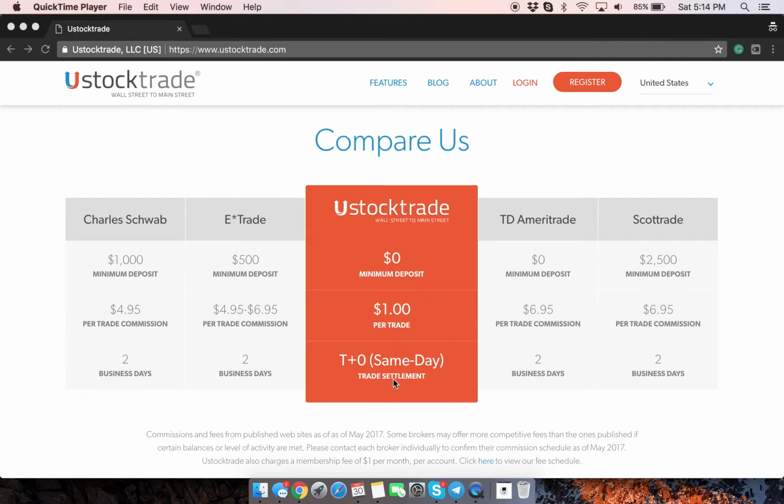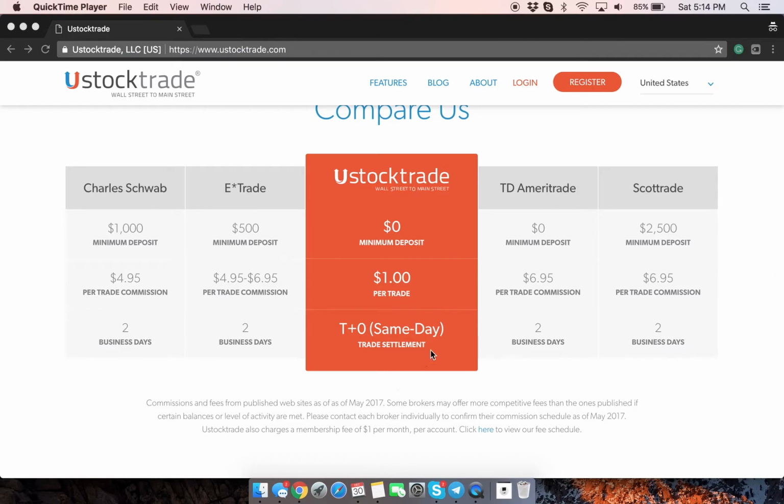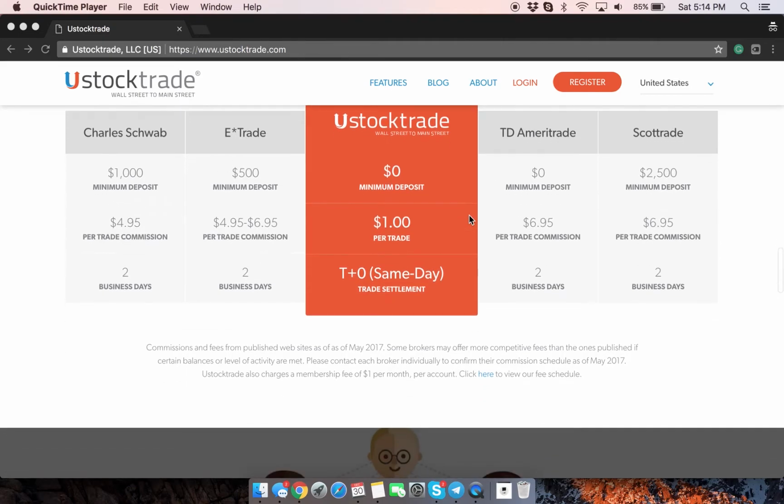It's only $1 per trade and same day settlement. Compared to E-Trade, minimum 500, but obviously you need a lot more. And as I recommended in my SureTrader video, start off at least with 2,500 to 3,000 if you're looking at day trade or swing trade. Charles Schwab, obviously a more standard financial institution, so they have an even higher minimum. And Scottrade, and of course TD Ameritrade has Thinkorswim. So with this and rather low commission compared to all these other ones, I think UStockTrade is just a great way for you to start off, especially with their web platform.